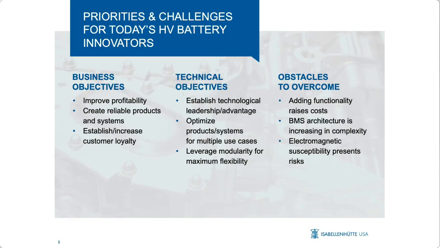So within the business unit of precision measurement, we had a lot of thoughts about priorities and challenges that our customers actually face. And we talked to a lot of customers and collected some of the key items that we think are important for our customers. We talked about business objectives, technical objectives, and obstacles that our customers face and want to overcome. As far as business objectives go, while everybody wants to improve their profitability, they want to create reliable products and systems that work well for their customers, and they want to establish and increase their customer loyalty.